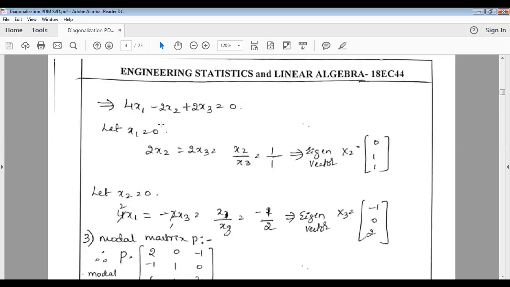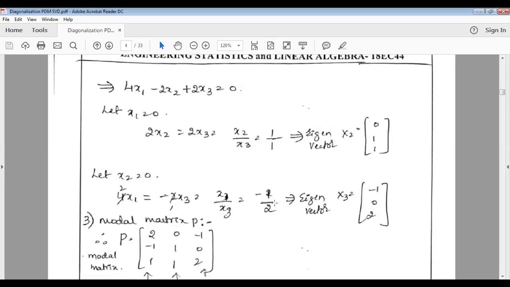For the other lambda equal to 2, because it is a repeated eigenvalue, I will let x2 equal to 0. So when I let x2 equal to 0, what will happen? X2 here becomes 0, so I'll get 4x1 equal to minus 2x3. Therefore, x1 by x3 equal to minus 1 by 2. Or therefore, the eigenvector x3, I'm calling it the third eigenvector, will be nothing but minus 1, 0, and x3 will just be 2 times x1. Therefore, I write 2 here.